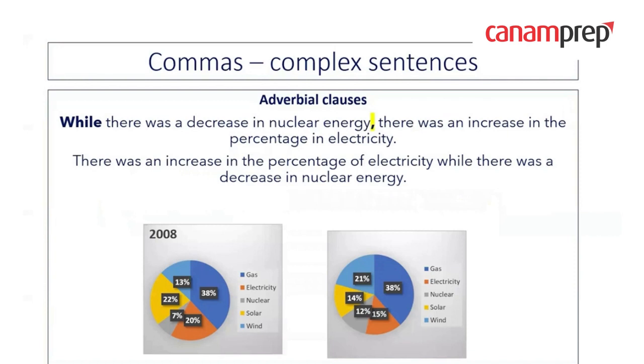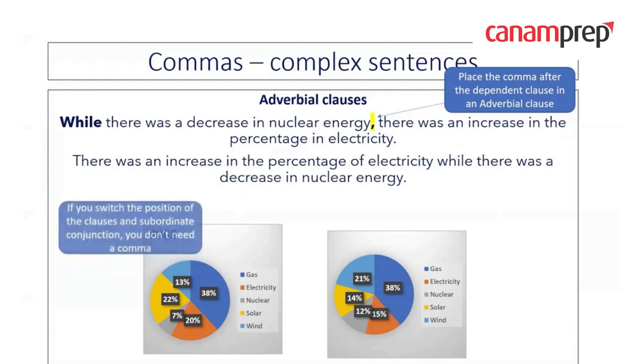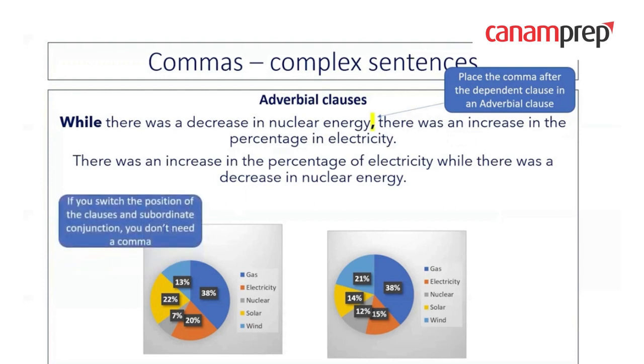In an adverbial clause, which is, for example, with while or whereas, we use a comma after that first clause. So for example, while there was a decrease in nuclear energy, comma, there was an increase in the percentage in electricity. So we place the comma after the dependent clause in the adverbial clause. But of course, if we switch that around, we could say there was an increase in the percentage of electricity while there was a decrease in nuclear energy. In that case, we don't need to put a comma if while is at the second position in the sentence.